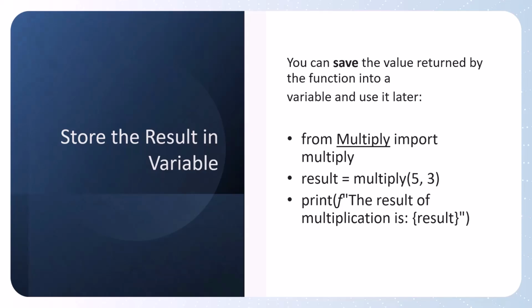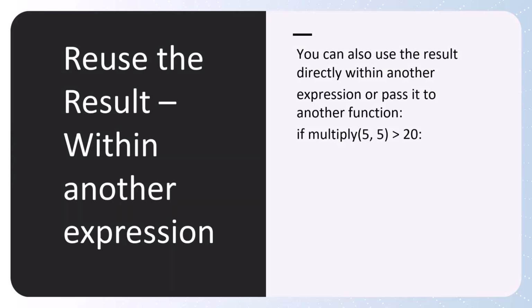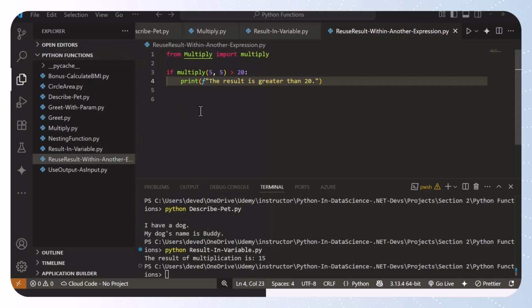So yeah, it's all done. And reuse the result within another expression. You can also use the result directly within another expression or pass it to another function. So we'll see that: if multiply with these two arguments 5 and 5 is greater than 0, print the result is greater than 20. Okay, so we have got this file.